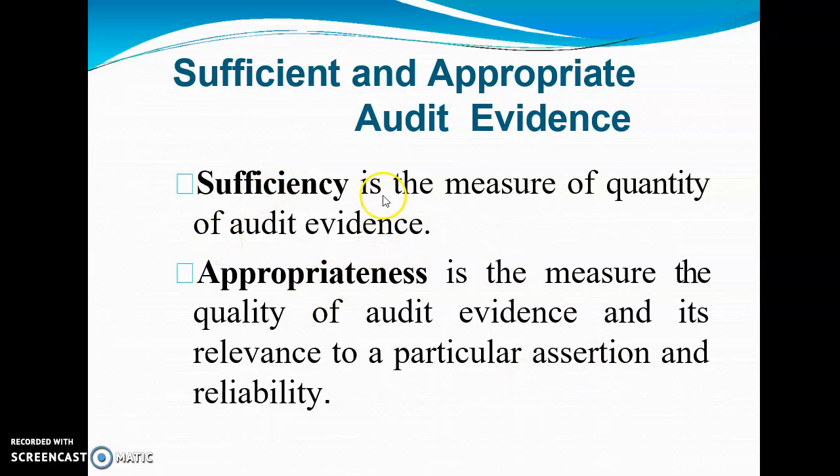Okay, sufficient and appropriate audit evidence. What does it mean by sufficiency? Sufficiency is the measure of quantity of audit evidence, where when you collect the audit evidence, it is sufficient for the auditors to arrive at the conclusion. Appropriateness is the measure of the quality of audit evidence and its relevance to a particular assertion and reliability.